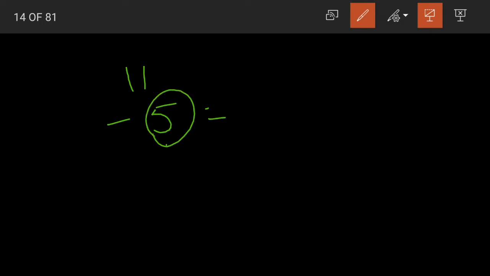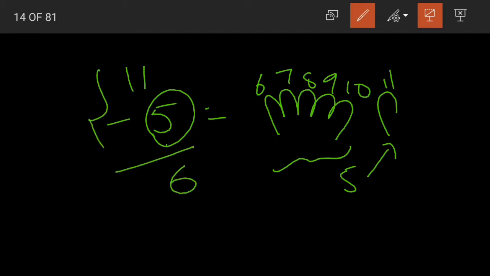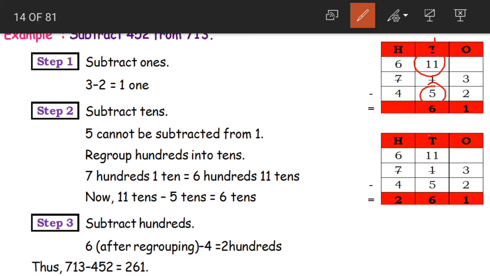So keep 5 in mind. After 5: 6, 7, 8, 9, 10, 11. How many fingers are open? 5 plus 1, 6. So 11 minus 5 is equal to 6. Clear children? What is 11 minus 5? 11 minus 5 is equal to 6. Done with the tens place?